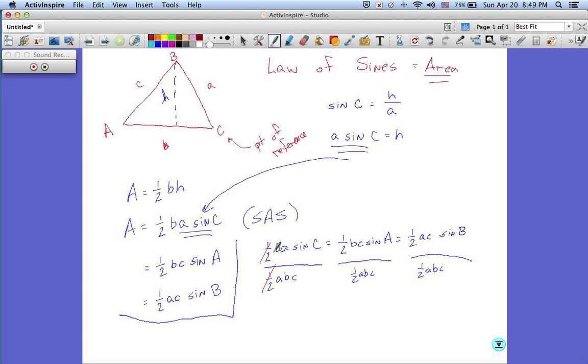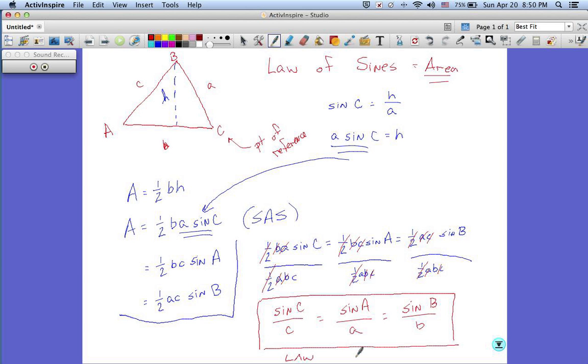1/2, 1/2. A and B go, A and B go. Half, half, B and C, B and C. Half, half, A and C, A and C. And I get sine of C over C equals sine of A over A equals the sine of B over B.